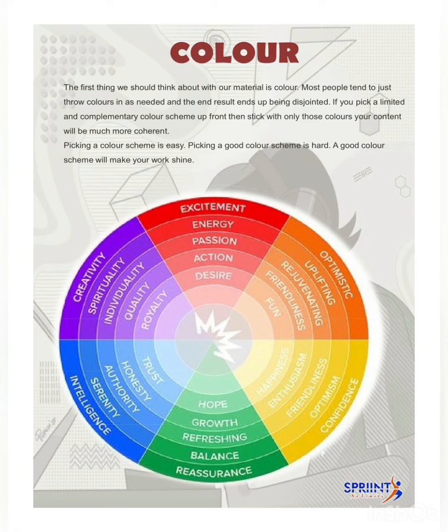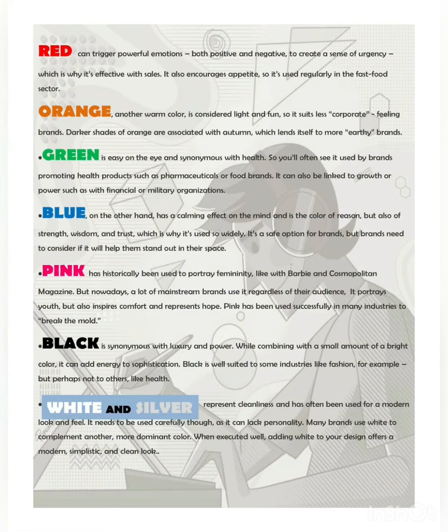You saw for yellow, yellow shows happiness, enthusiasm, friendliness, optimism, confidence. And then you can go down, you can see blue, you can see pink, you can see what black does. Black is more of luxury and power. You can see that in most fashion industries. And you have white and silver.